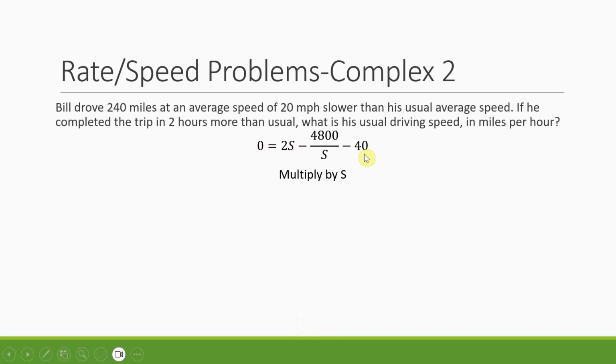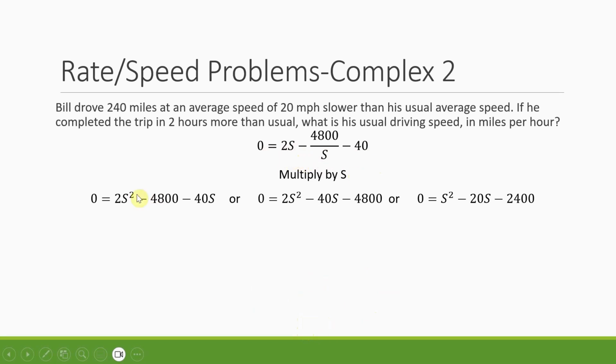First thing I'll do is multiply by s, just so that way I don't have a weird fraction in here. And that will give me still the 0, because 0 times s is still 0. This 2s becomes 2s squared. The s, when I multiply by s, will go away, so minus 4,800, minus 40 times s, so minus 40s.